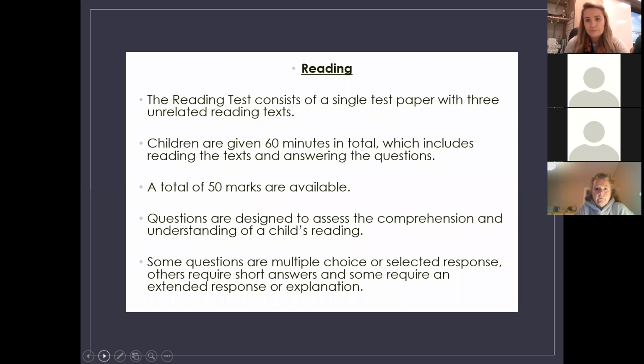The reading paper. So on Tuesday is the reading paper. Now this is the one that the children find quite hard going, really, because there's an awful lot to do in an hour. So it's a single paper.